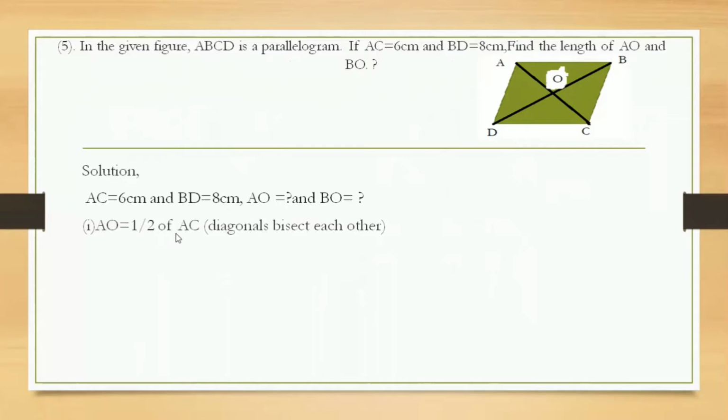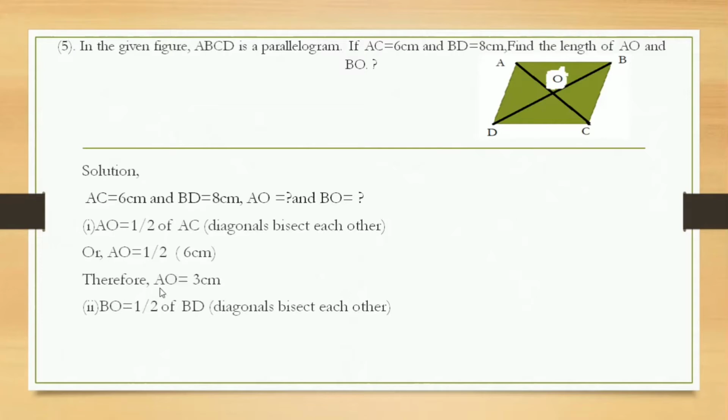AO equals half of AC, because diagonals bisect each other. Bisect means these two parts will be equal. This part will be half of this total. That means AO equals 1 by 2 of 6 cm. Therefore AO equals 3 cm. Two 3s are 6. That's why. And BO is half of BD, for the same reason: diagonals bisect each other. BO equals 1 by 2 into 8 cm. Therefore BO equals 4 cm. This is the answer of BO.